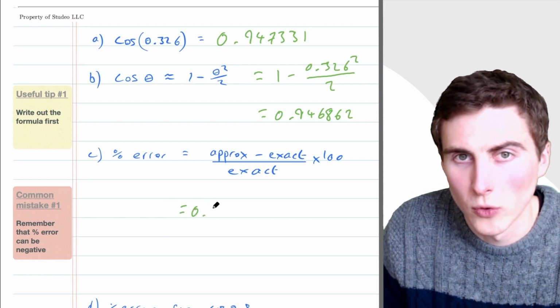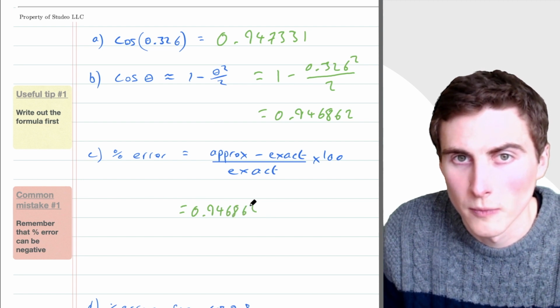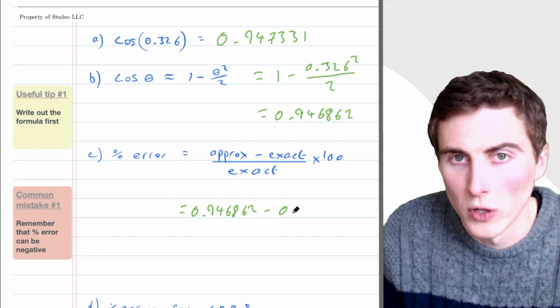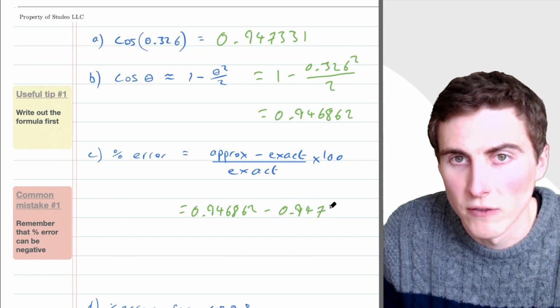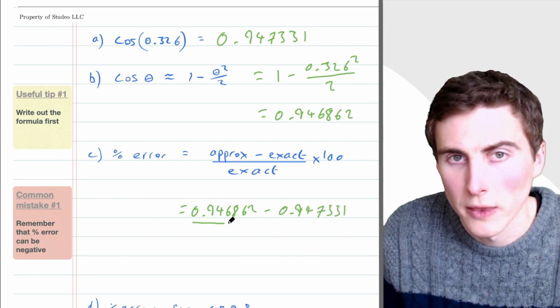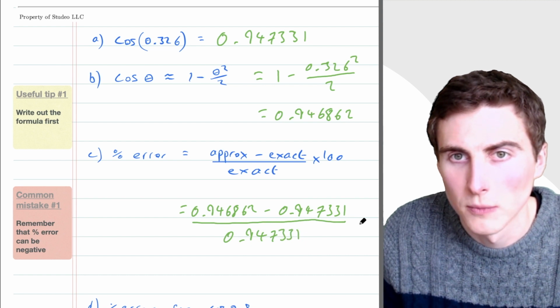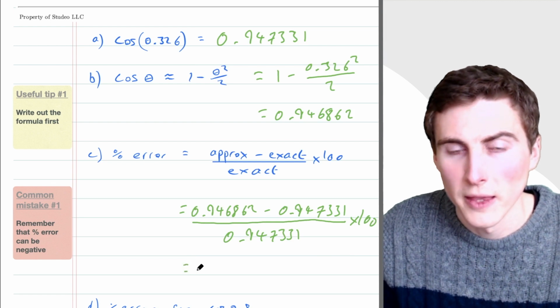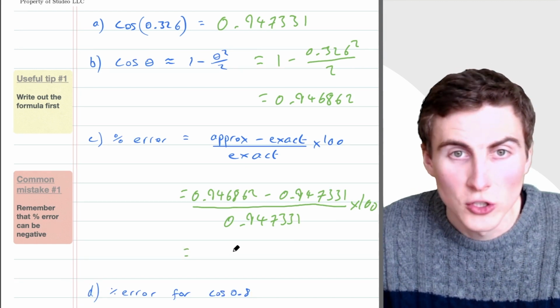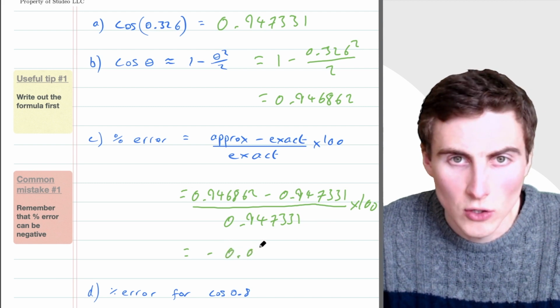So in our case, the approximate value was this one here, 0.946862. Whereas the exact value was the first one we found, 0.947331. And we put all of that over the exact, so over 0.947331, and times it all by 100 to put it into a percentage. And if you plug all of that into your calculator, should end up giving you minus 0.0473.